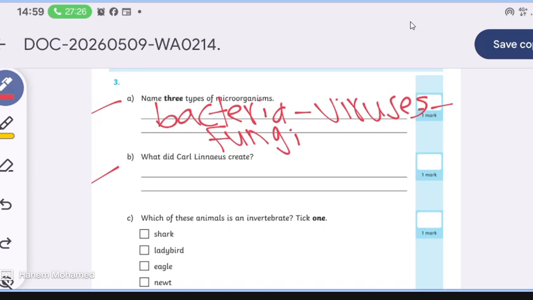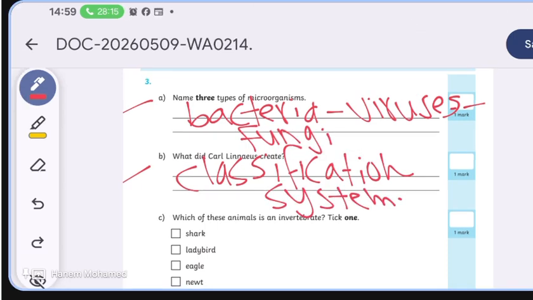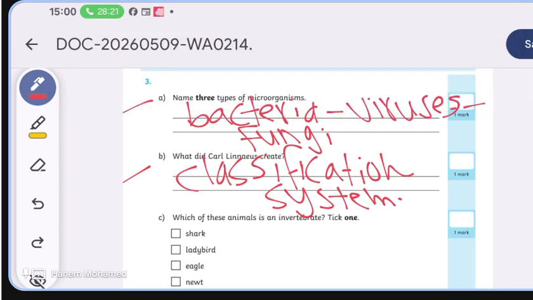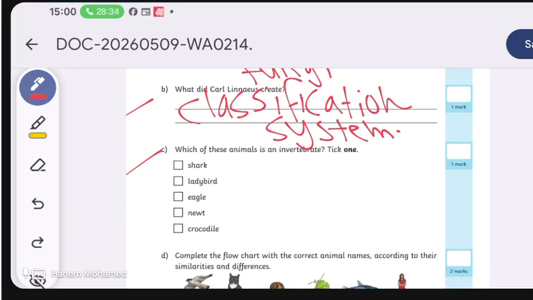He makes something called the classification system. This is what Carl Linnaeus creates. It means he classifies the items and the things into groups, like vertebrates, invertebrates, and so on. So, which of these animals is an invertebrate? The shark, the ladybird, eagle, newt, or crocodile? Which one doesn't have a backbone?